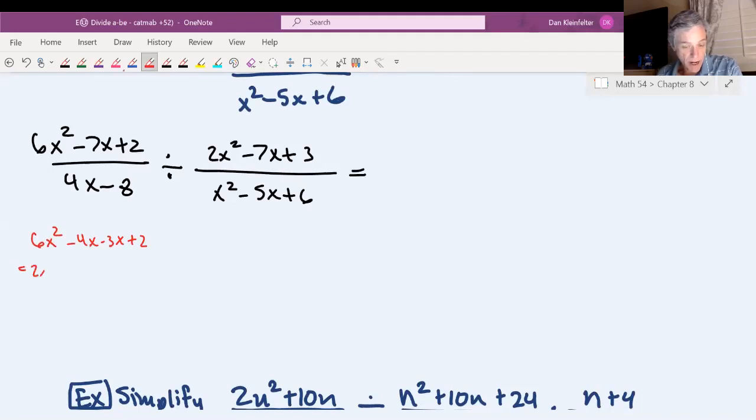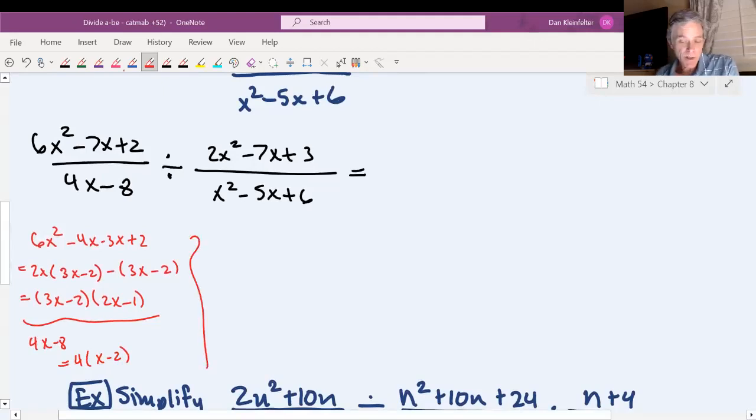Common factor of 2x comes out, leaving 3x minus 2. Then we'll have to factor a negative out so that we end up with another 3x minus 2. That common factor of 3x minus 2 comes out, leaving 2x minus 1. That will be the upper left. 4x minus 8 will turn into 4 times x minus 2.